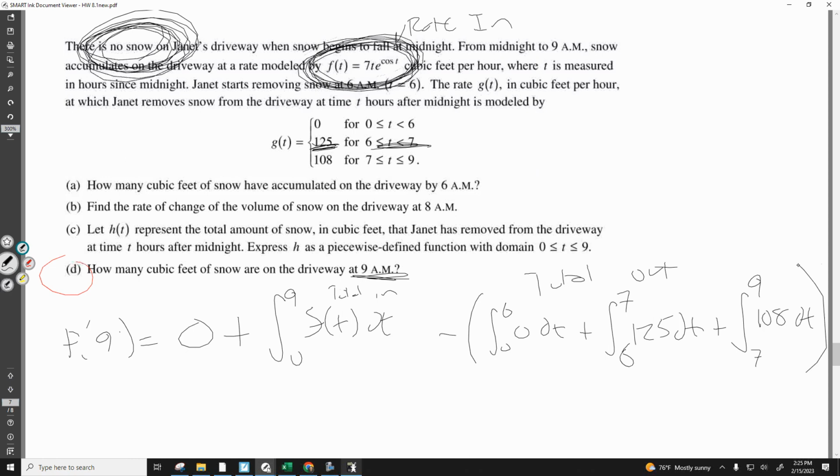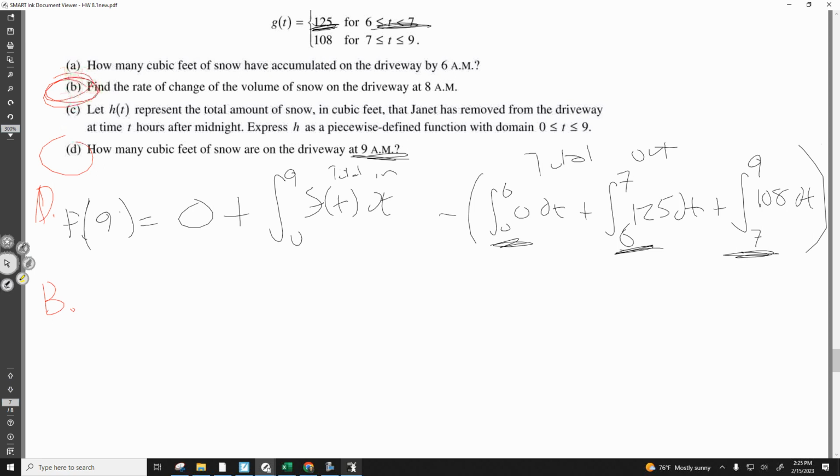Sometimes we're going to have to use different intervals at different times. Okay? You get that answer. Great. Part B. This is part D that we did. Let's go back to part B. The rate of change of the volume of the snow. P is the volume of the snow. We want to find P prime of 8. Find P prime of 8 for me.